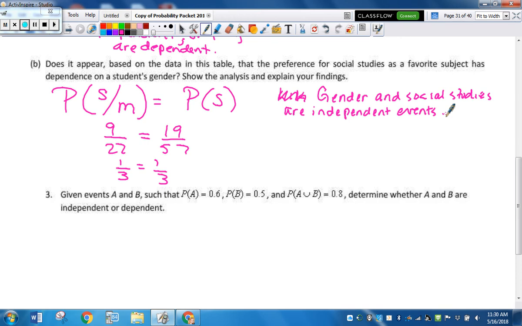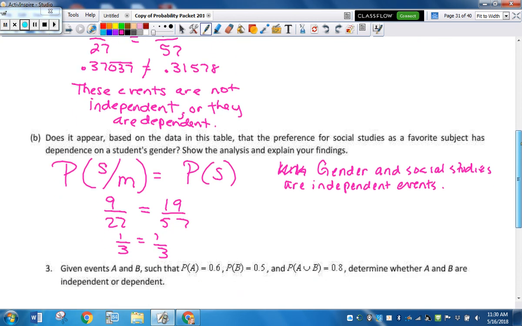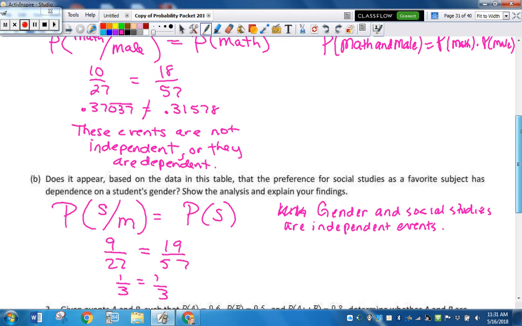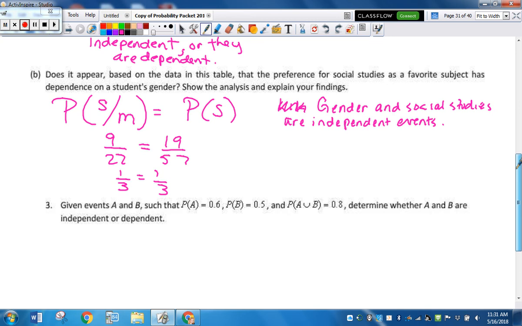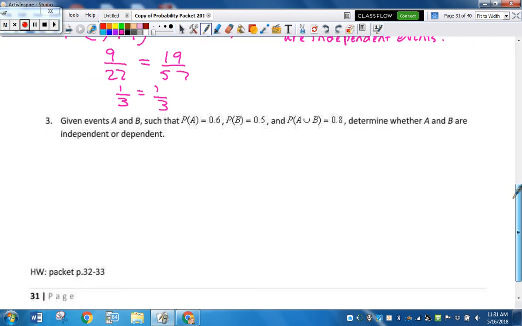For the way that I did it up there, would it be, for instance, probability of social and male equals probability of social times probability of male? Correct. Which would be, then, probability of 9 over 19. I don't know offhand. It didn't work out to be independent? No. Okay, let me check it later, because I have to finish in 2 minutes. Let me do one more.